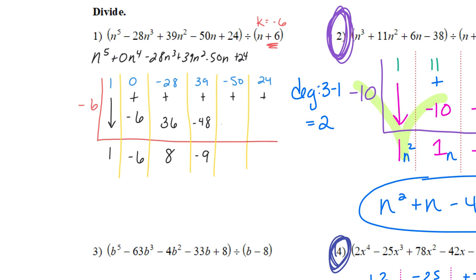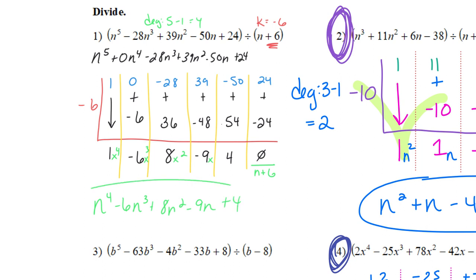Negative 6 times negative 9 is 54. Add it up, I get 4. Negative 6 times 4 is negative 24, which means my remainder is 0. My degree is 5 minus 1, so I'm going to use 4. X to the fourth, x cubed, x squared, x to the first, my constant, and my remainder. So my answer, n to the fourth minus 6n cubed plus 8n squared minus 9n plus 4.